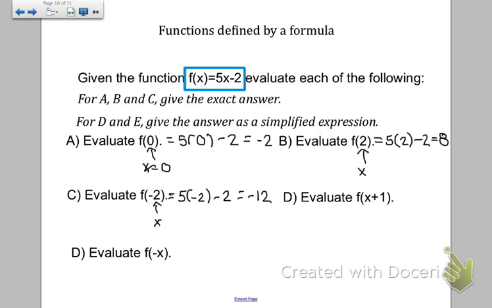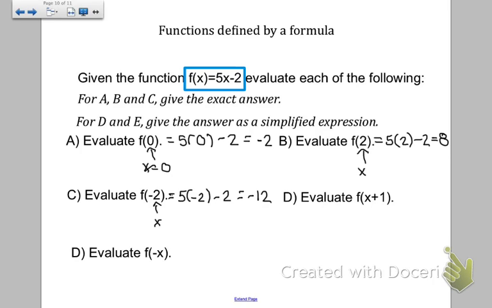Now, notice D and E don't have numbers filled in there for the input. They have an expression. So in D we have f of x plus 1. In E we have f of negative x. Because we're not plugging in a single number, we're also not going to get a single number out either. Instead, we're going to get out an expression.